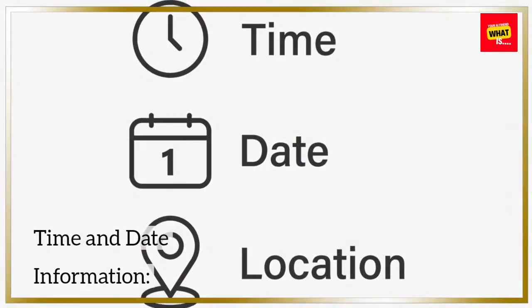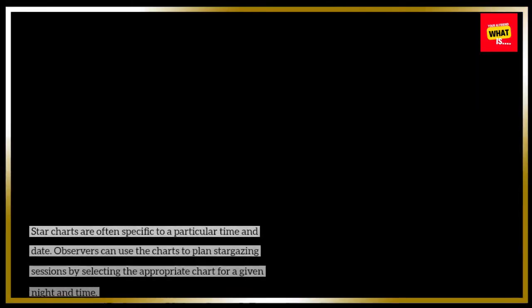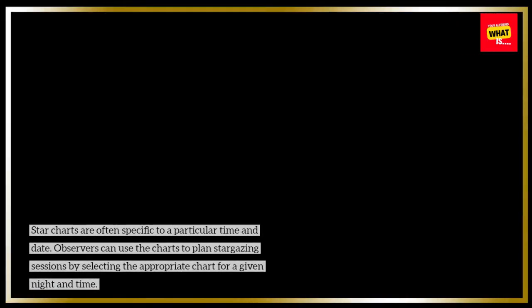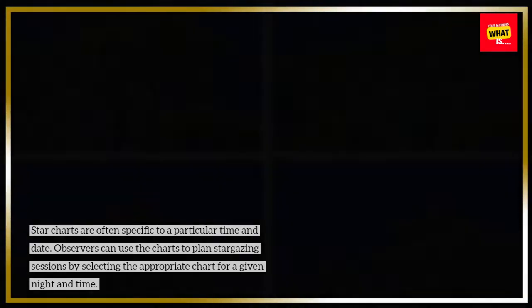Time and date information. Star charts are often specific to a particular time and date. Observers can use the charts to plan stargazing sessions by selecting the appropriate chart for a given night and time.